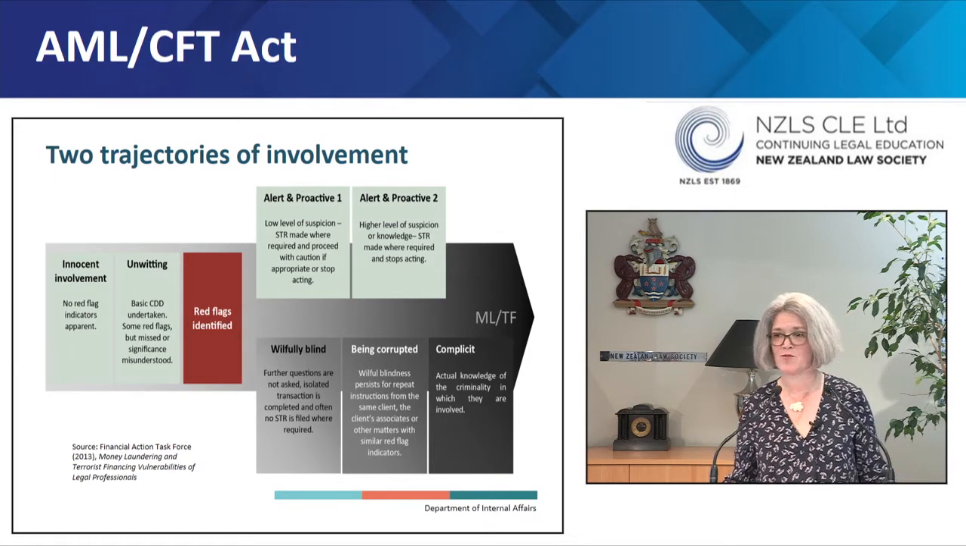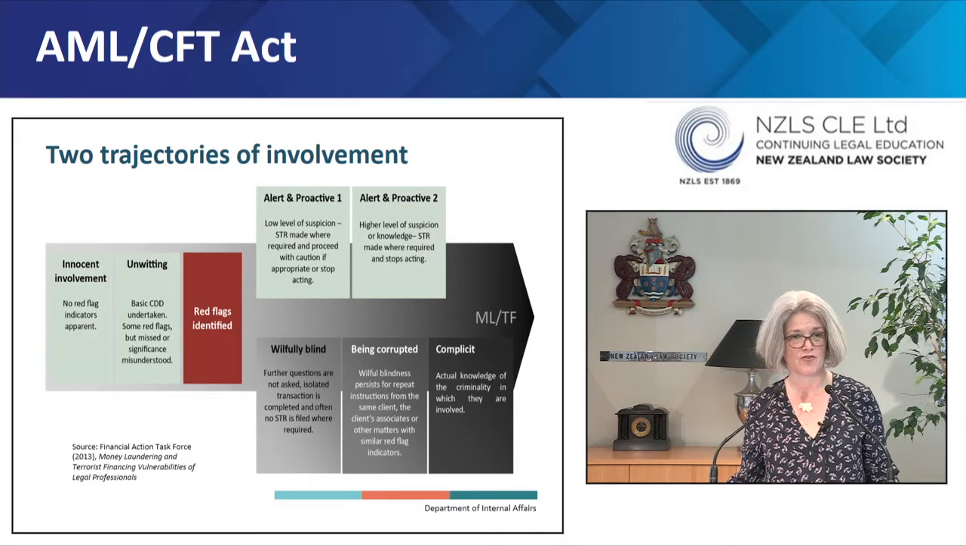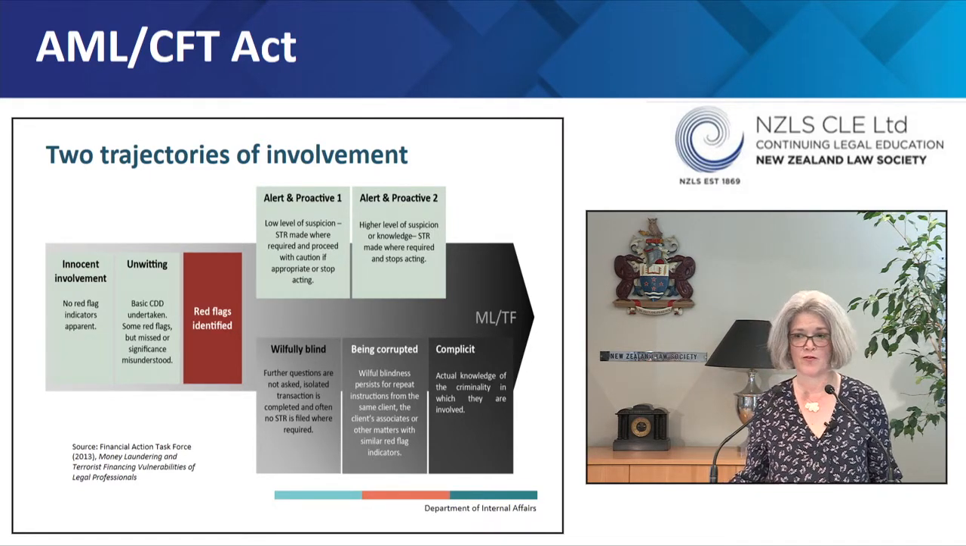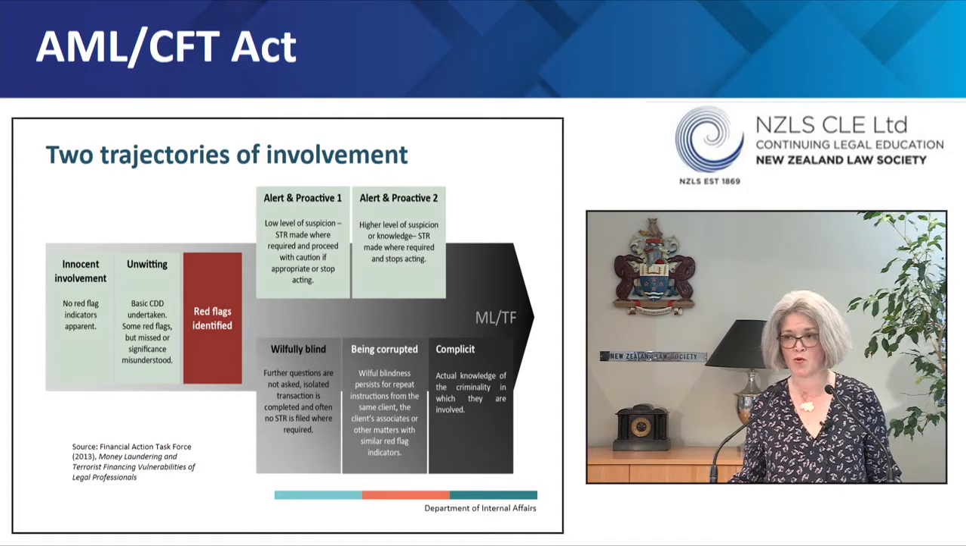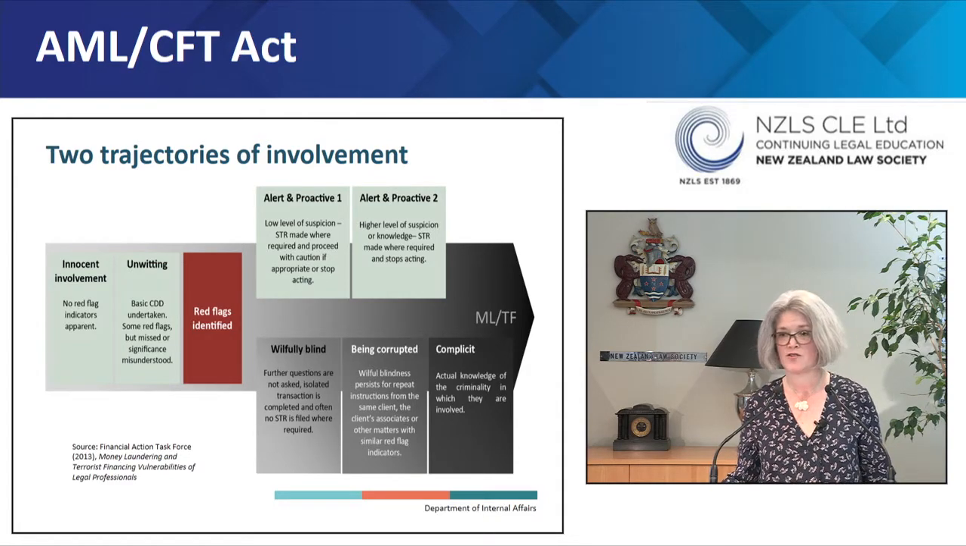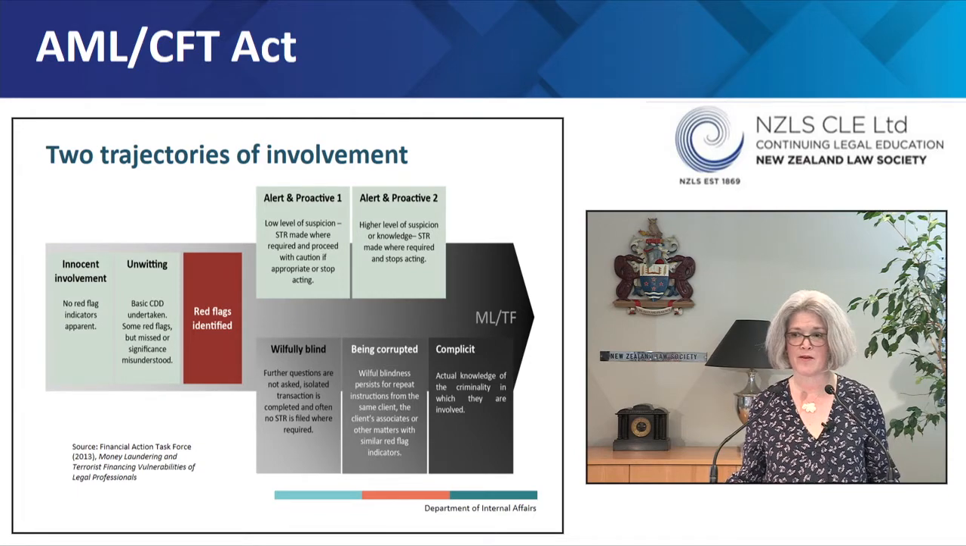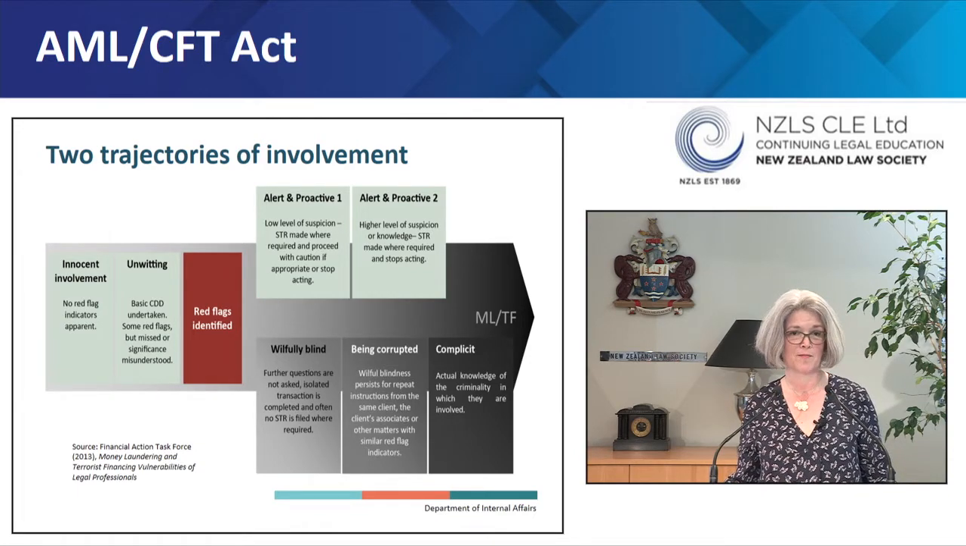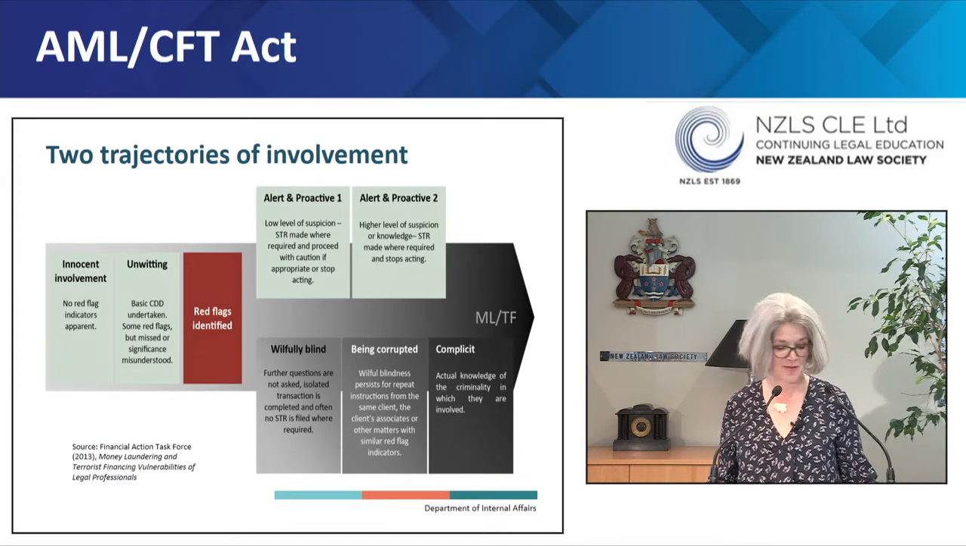The high road is where you are alert and proactive, you have appropriate money laundering controls and processes in your firm, you report the suspicious activity, and then you take appropriate action, which may include closing off your relationship with your client. The low road goes through from being willfully blind to those red flags through to becoming corrupted and actually complicit in the laundering itself. Now, obviously, that's not the road that you want to follow.